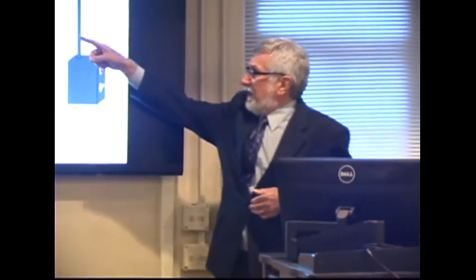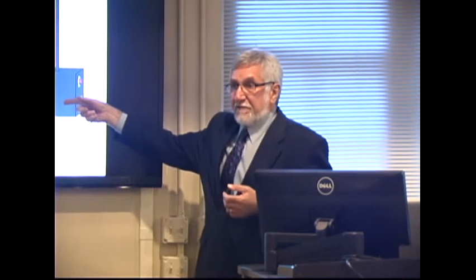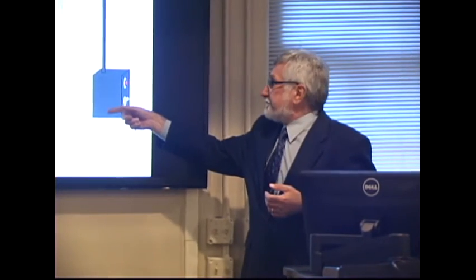We have been playing around with little perimeters. This perimeter has a viewing distance of 25 centimetres. But probably more important is this little flashing diode wand that we have. We can turn the little flashing light on or off with a button press. And we do confrontation vision fields with this, dim the lights, and just move the target from behind the patient to in front, so more or less going around a bowl kind of shape.